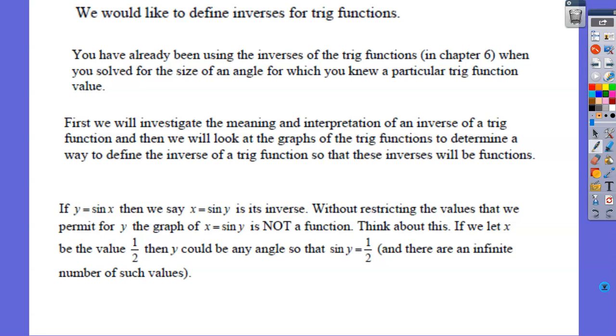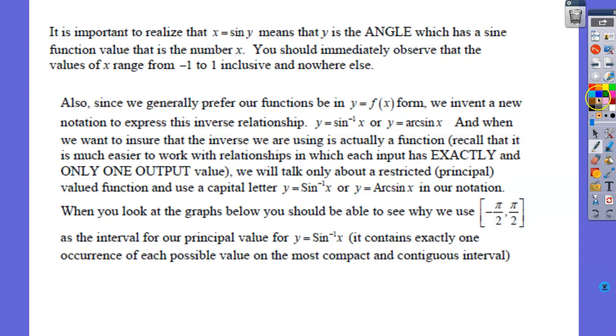Well, it's the same idea here. If y equals sine of x is my original, then if I switch x and y's places, then technically this would be its inverse, right? Again, we're not going to restrict the values just yet. We'll talk about making it a function in a moment. But we wanted a way to notate that, because we wanted to be able to solve for y equals. And so that's where we brought in this idea of sine inverse, or arc sine is another word for that. So this is that notation.